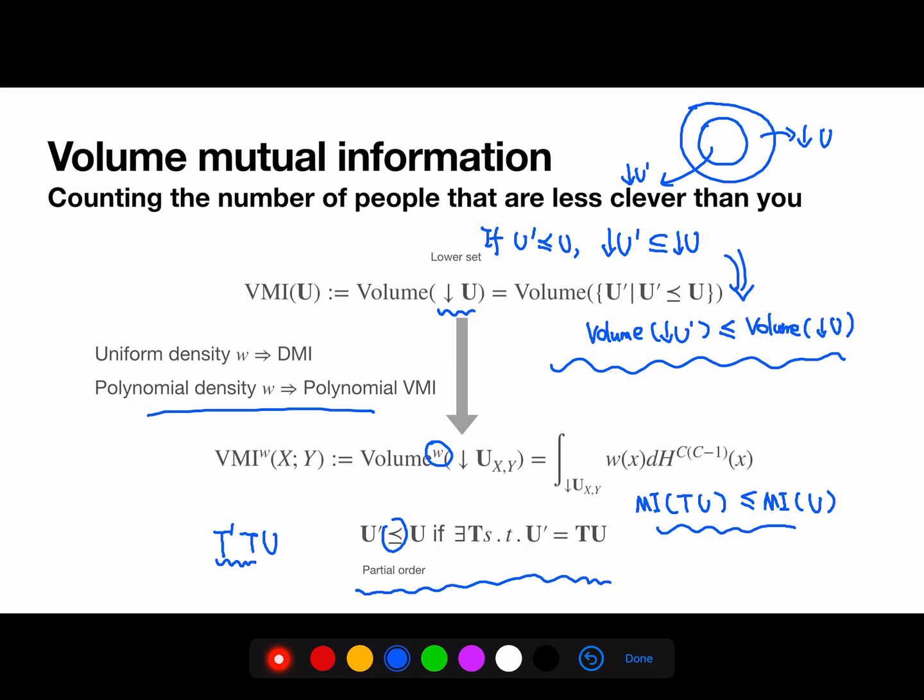So actually that solves our question. The definition of the volume mutual information naturally satisfies data processing inequality, and we can prove that we can set our density function as any non-negative polynomial we like, and get a family of polynomial volume mutual information. That gives us a family of new dominantly truthful mechanisms, and we only need a finite number of tasks. So that solves the question.